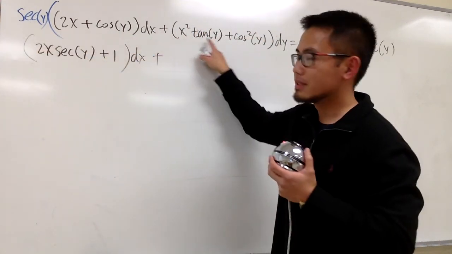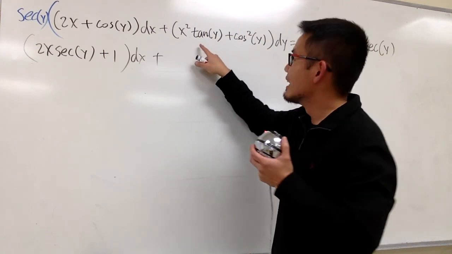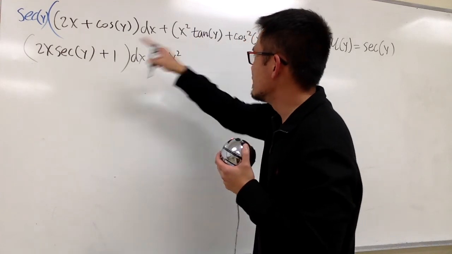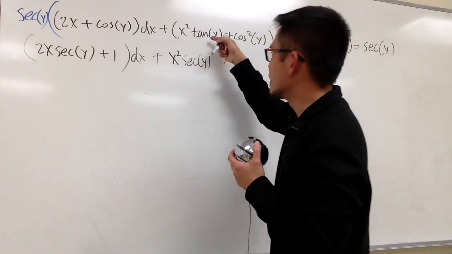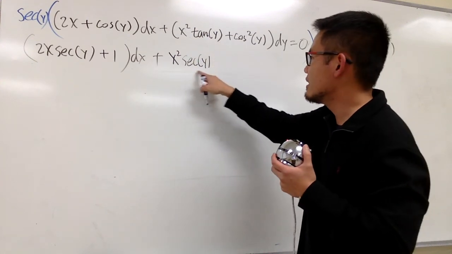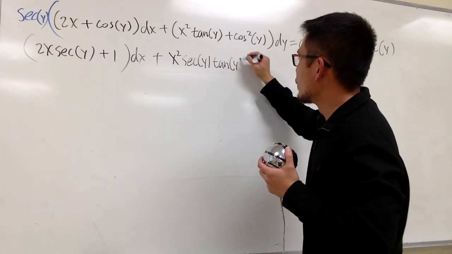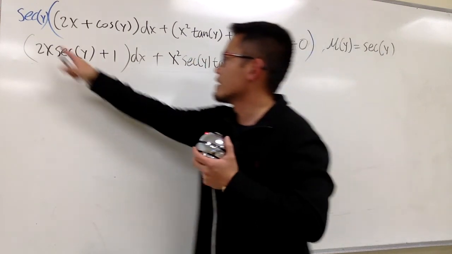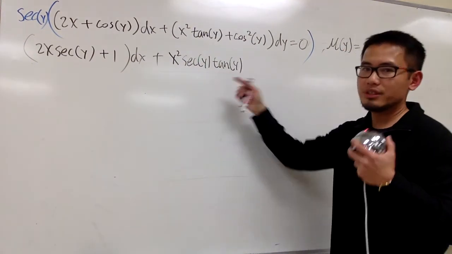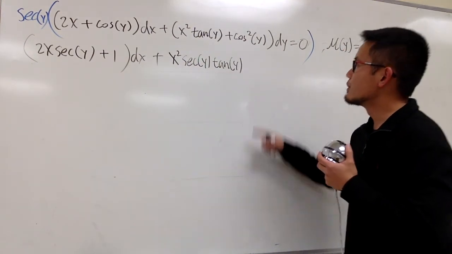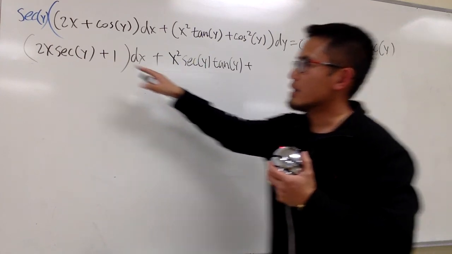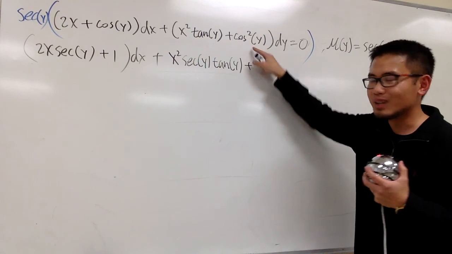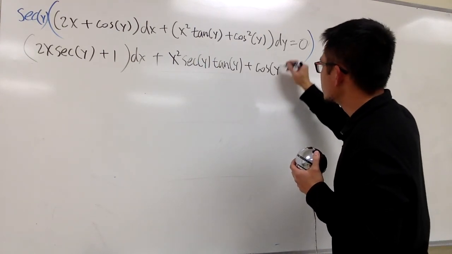This times that. Well, tangent is what? Let me just put it down as x squared secant y tangent y. I'm not going to write this as sine over cosine because I think secant y tangent y works better, right? Because I know what the integral of this is, isn't it? So once again, secant y tangent y, let me just put it down as what it is. Next, we have plus, okay, this is 1 over cosine y. This is cosine squared y, so one of the cosine cancel out. So we just have cosine to the first power y.